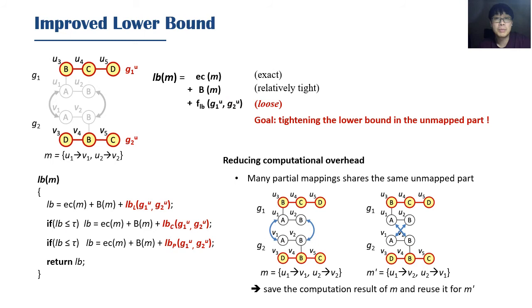Although our lower bound function can tighten the lower bound of a partial mapping, it requires more computation for the lower bound of the unmapped part. Interestingly, many partial mappings share the same unmapped part. For example, the two mappings M and M' in the figure share the same unmapped part. So we can save the computational result of M and reuse it for M'.